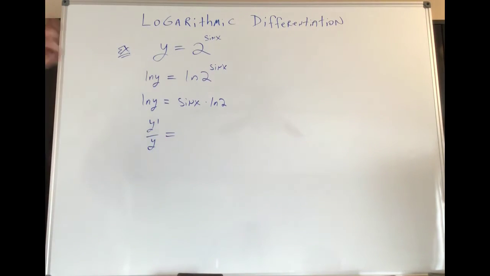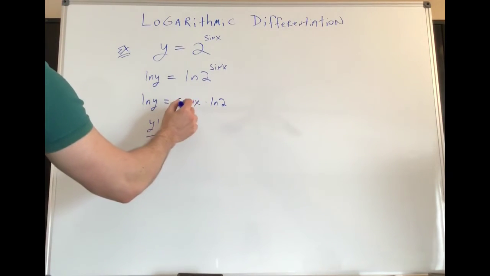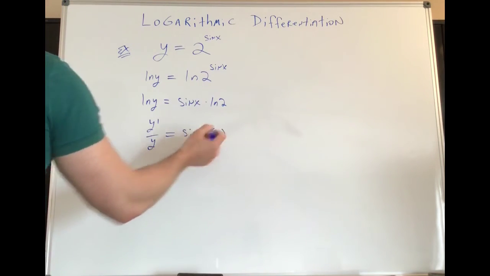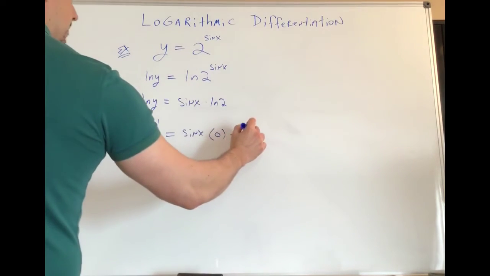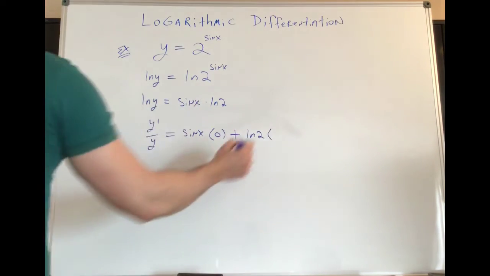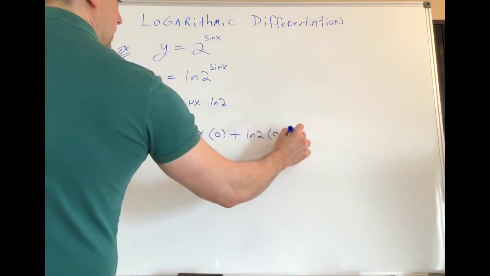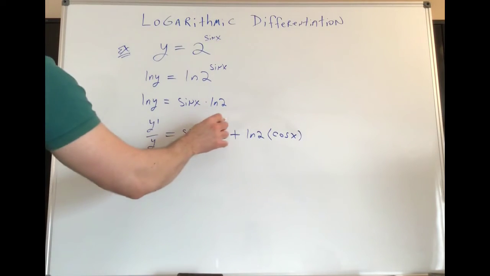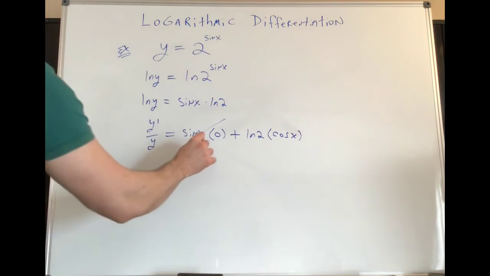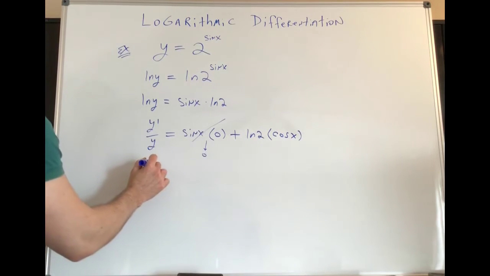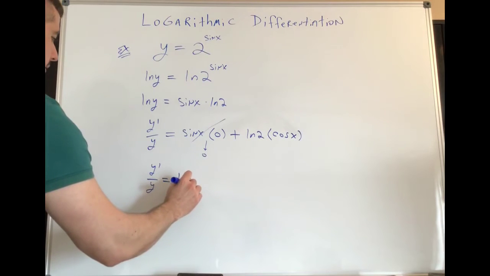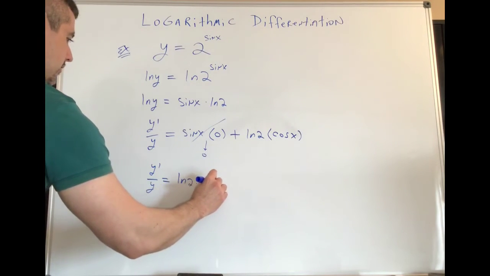This is the derivative of ln u, du over u. Now, the derivative of this side. It's first, derivative of second, plus second, derivative of first. What's the derivative of sine x? Cosine x. So this is going to be gone, right? That's 0. So I get that y prime over y equals ln 2 times cos x.